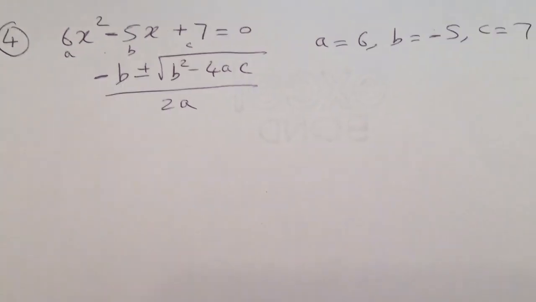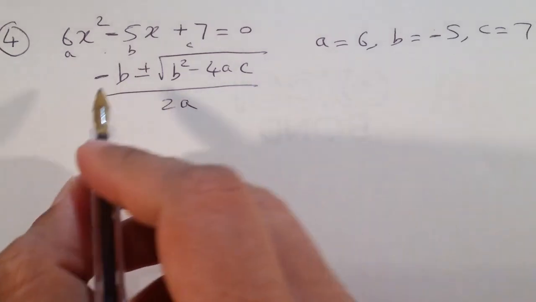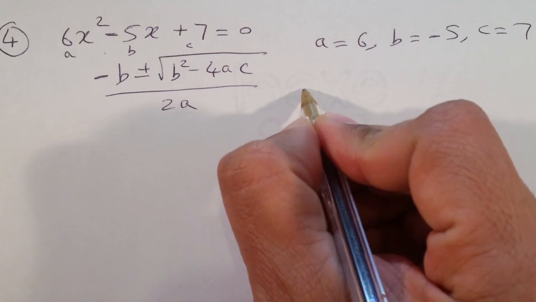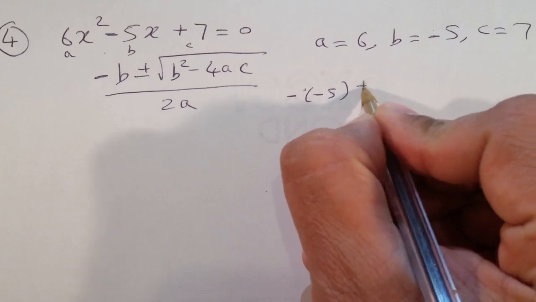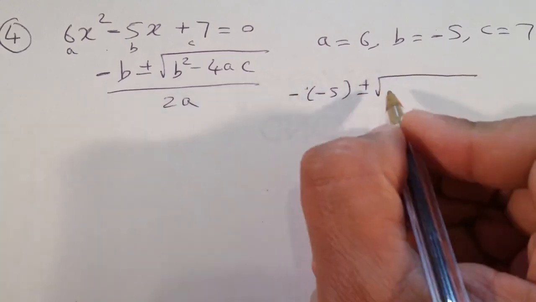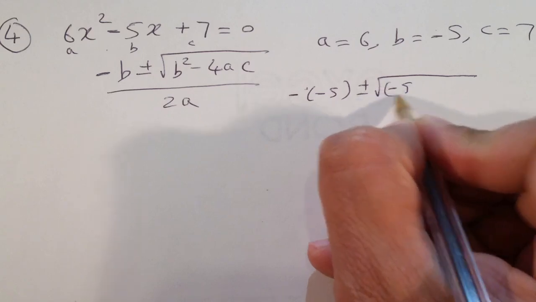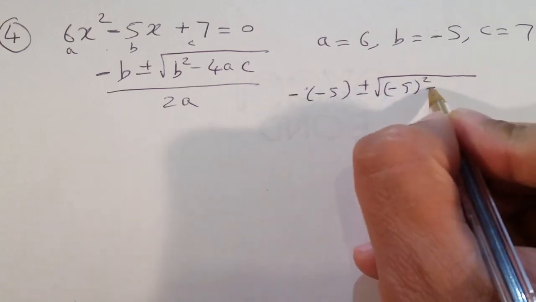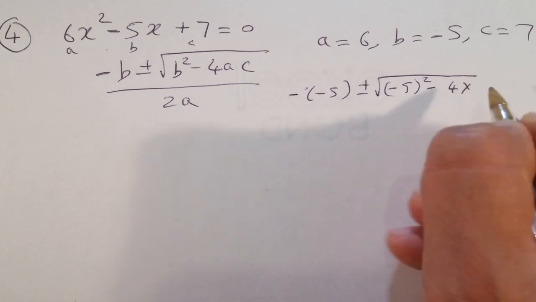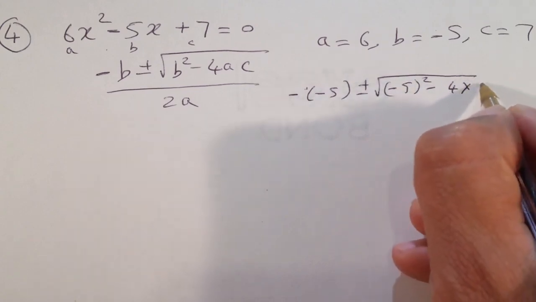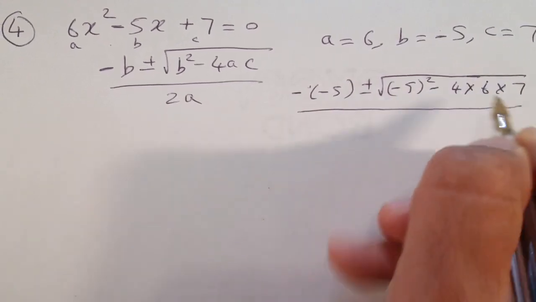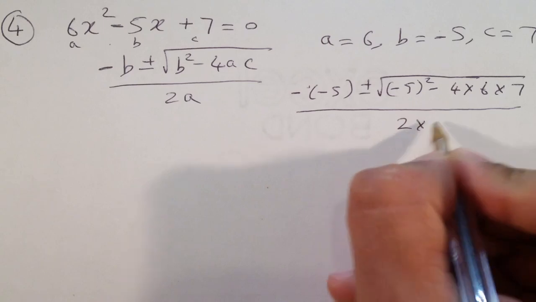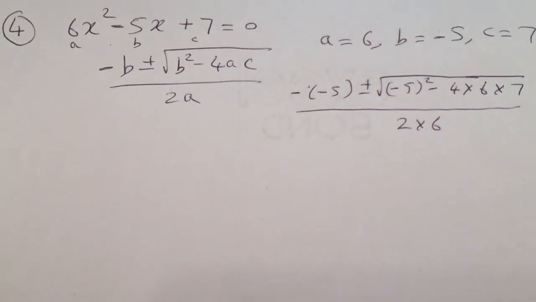So now we are substituting into the formula, which is minus b, which is minus of minus 5, plus minus root b square, which is minus 5 square, minus 4a and c, whole over 2a. I'm sure you guys got it.